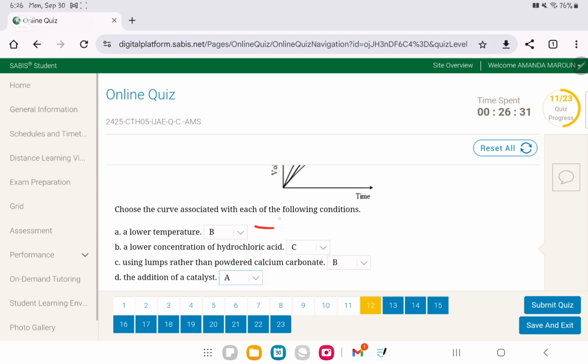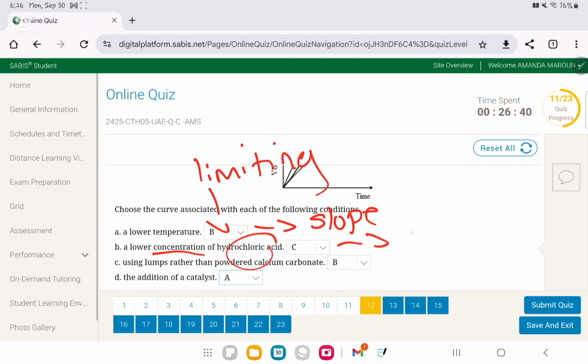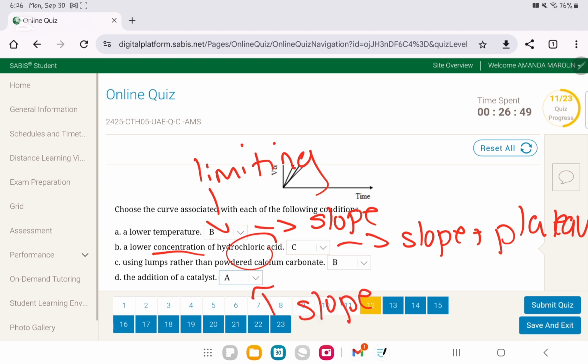So again, a temperature change will affect the slope. The concentration of the limiting reactant, keep this in mind, will affect the slope plus plateau. The addition of a catalyst will only affect the slope. So please keep this in mind. Also, I forgot this one, using lumps rather than powdered calcium carbonate will only affect the slope.